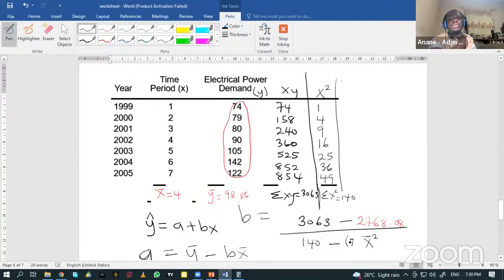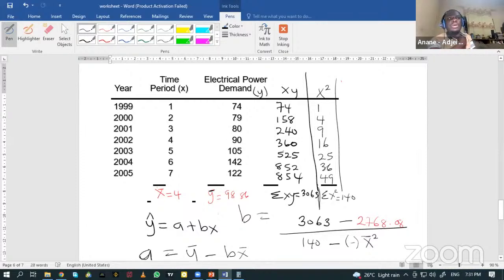So n is 7. I'm coming. Somebody is asking a question here. Let me see. Please, when you sum up the y, Ahmed Sikena, which y are you talking about? This is y bar, not y. Y bar, the mean of y.